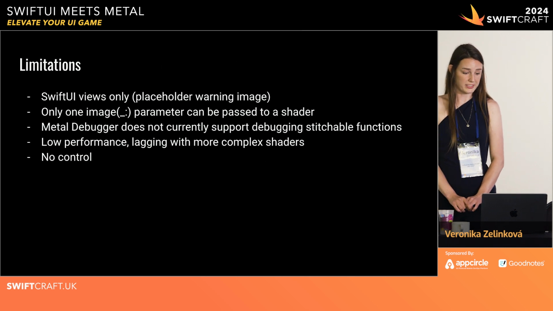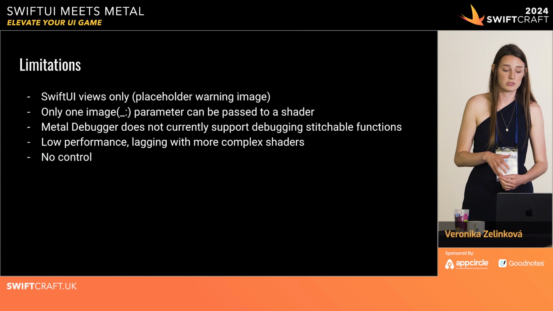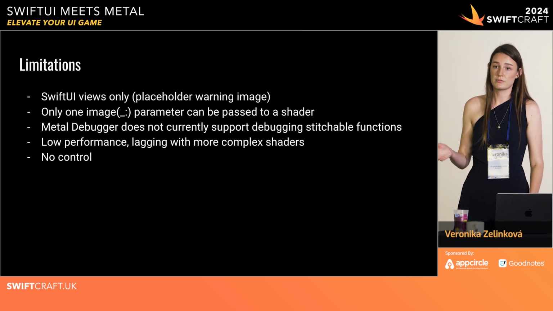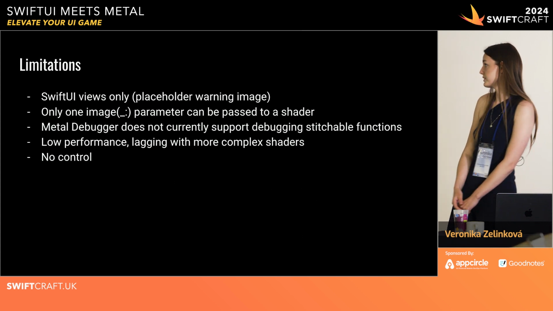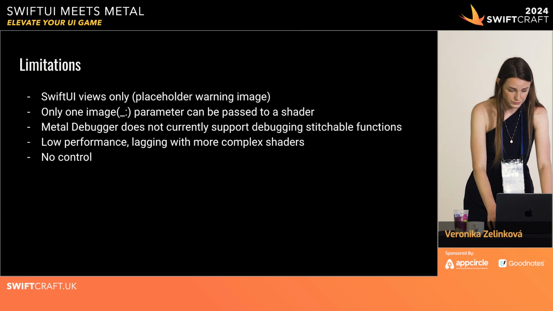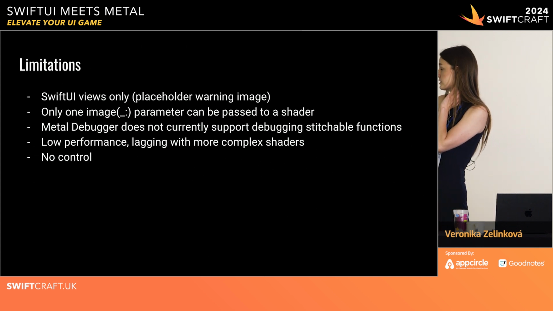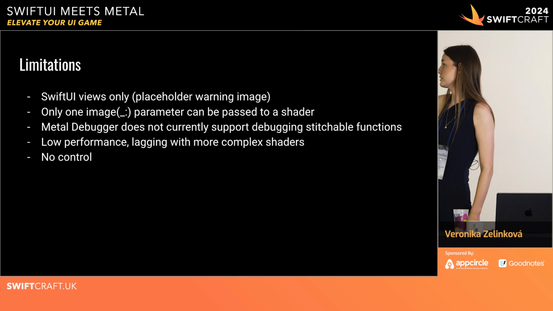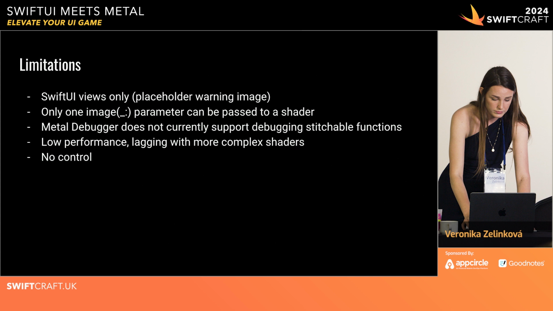It also has some limitations. The first one and the biggest one would be, of course, we can use it only on SwiftUI views, which means if there is a UIKit view underneath, we won't be able to use these view modifiers. And what Apple does, it creates a placeholder warning image instead. Then only one image parameter can be passed to a shader. So basically, if you want to pass some custom parameters, one of them can be an image, a texture, and we can pass only one currently.